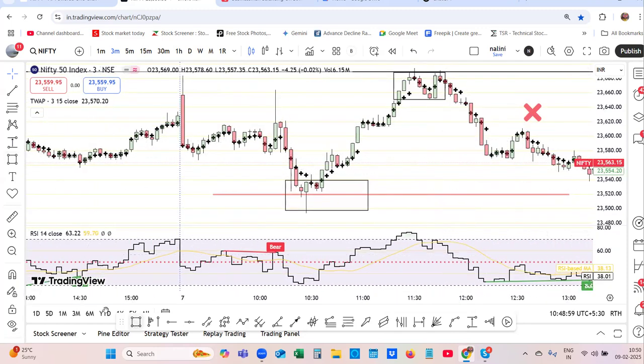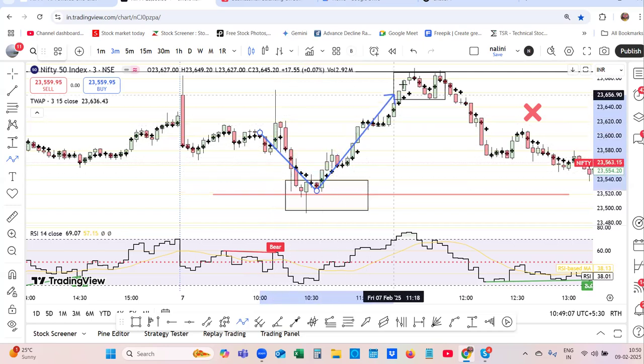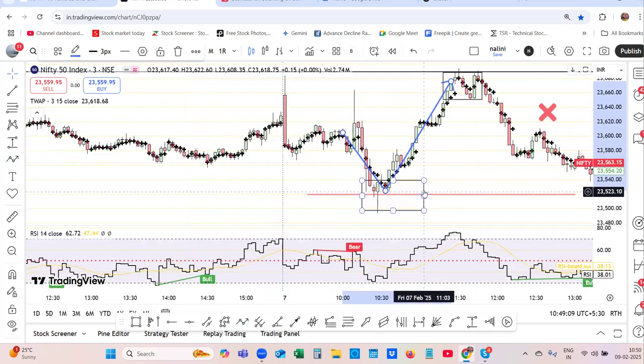You can see the pattern so beautifully. Let me apply this pattern. This is the check mark pattern, which has huge potential to give you profit.